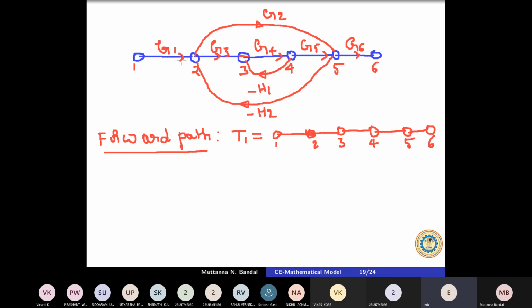Why? Because the signal is flowing from 1 to 2 is a G1, 2 to 3 is a G3, 3 to 4 is a G4, 4 to 5 is a G5, 5 to 6 is a G6. So this is one forward path: G1, G3, G4, G5, G6. Which is the other forward path?